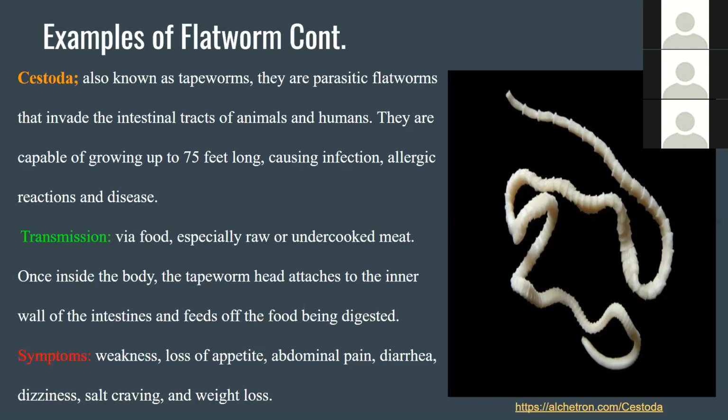Once it is inside the body, the tapeworm head attaches to the inner wall of the intestines and feeds off the food that is being digested. Some symptoms include weakness, loss of appetite, abdominal pain, diarrhea, dizziness, salt cravings, and weight loss.